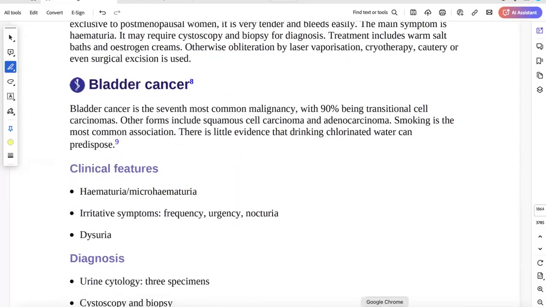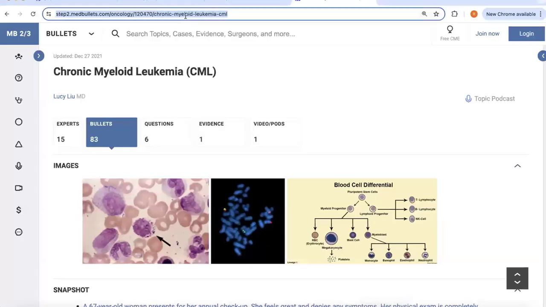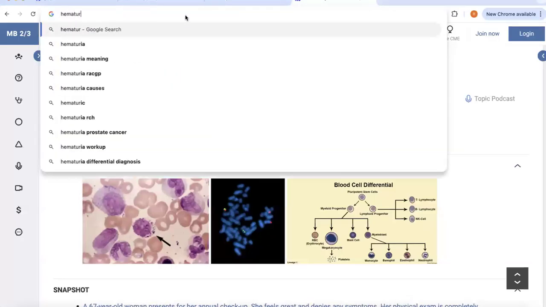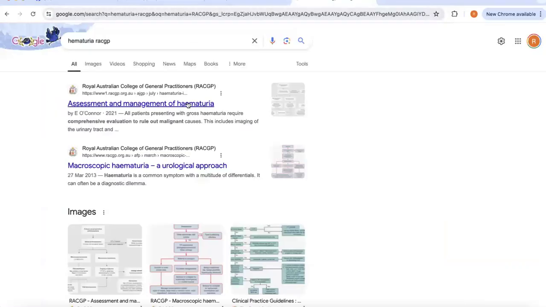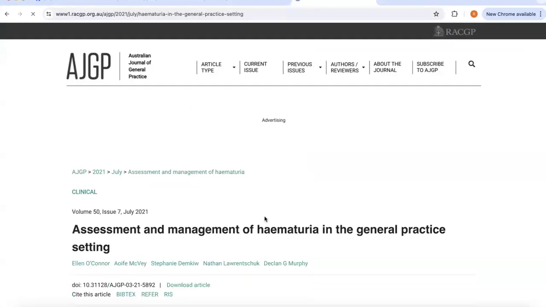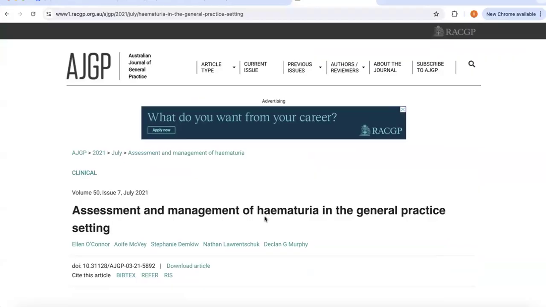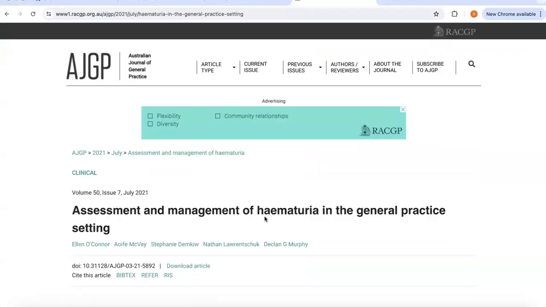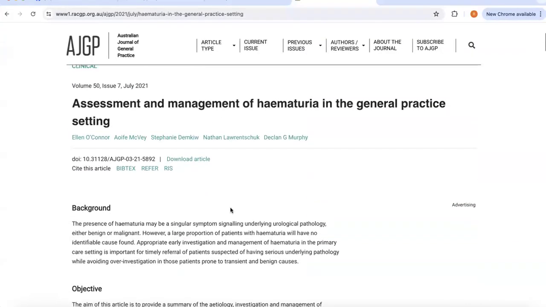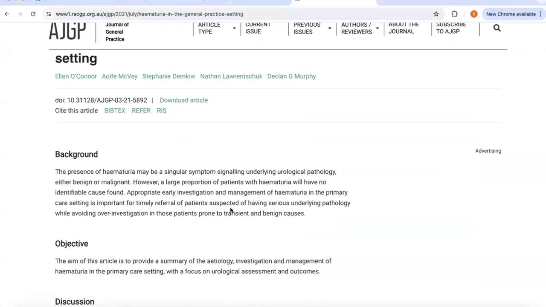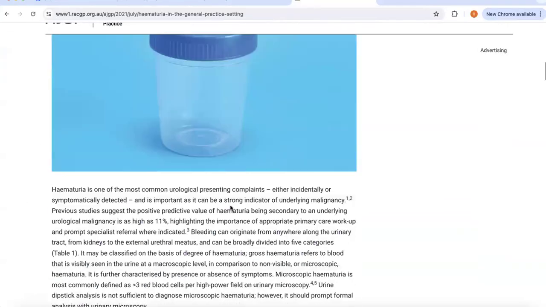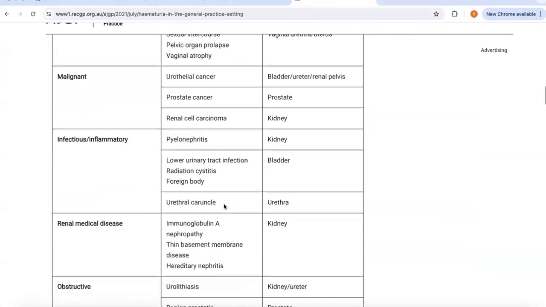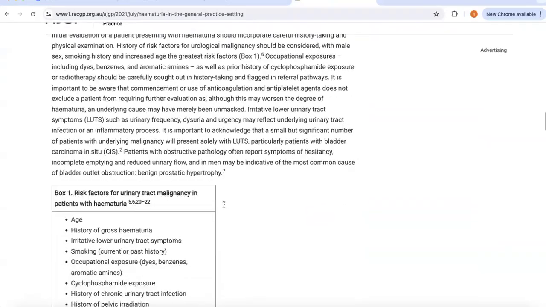Now, I'm going to talk a little bit more in detail about it. So let's talk about hematuria, RACGP. This is a new guideline for management of hematuria. As you can see, it's 2021, so you should read this guideline in detail. And they talk about the etiology and everything, which you can go through.